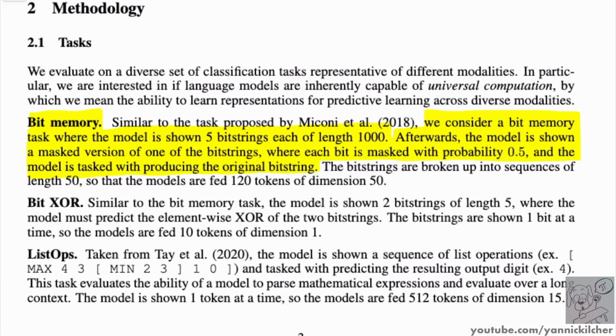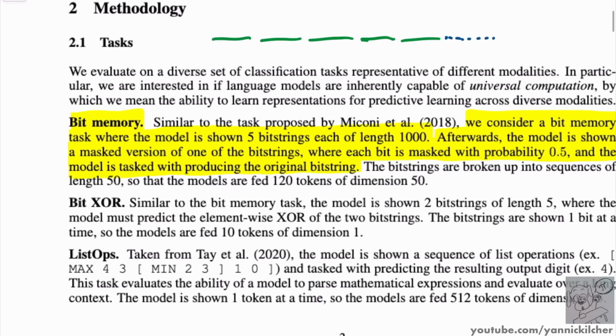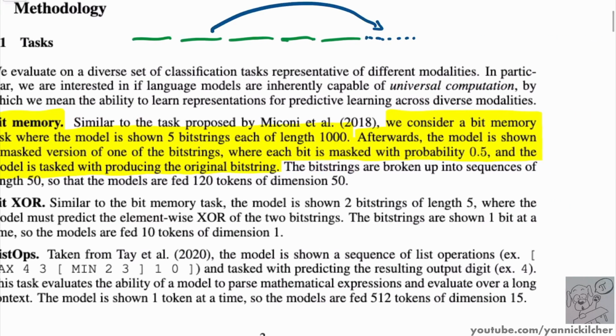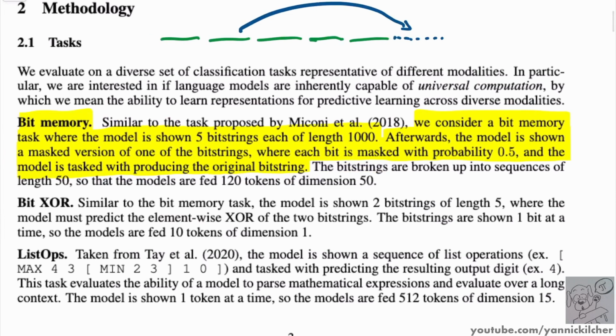So you give it 5 bit strings in sequence, and then you give it a 6th one that is kind of corrupted, and the model must figure out which one of these 5 it is, and then it must successfully reproduce that bit string. So the model has to look at the overlap between the strings, and then where there's the most overlap, it needs to copy over that string, or the non-overlapping parts.